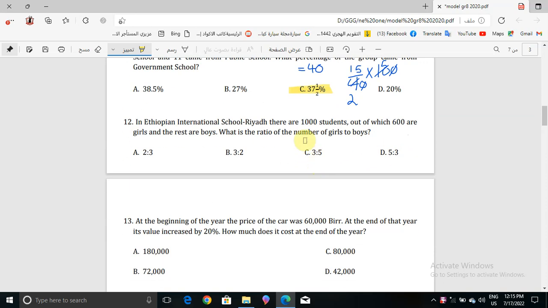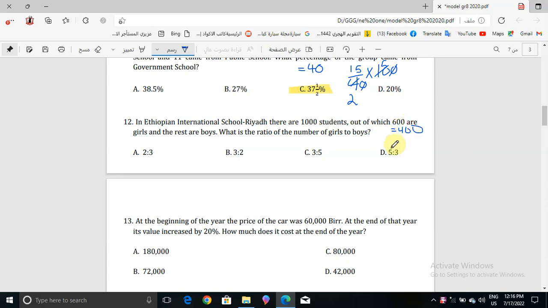Now question number 12. In Ethiopia International School, Riyadh, there are 1,000 students, out of which 600 are girls and the rest are boys. What is the ratio of the number of girls to boys? First of all, we have all of the students, which is 1,000 students, right? And we have 600 girls, but we need to know the ratio of boys. So we will make 1000 minus 600, which will give us 400, right?